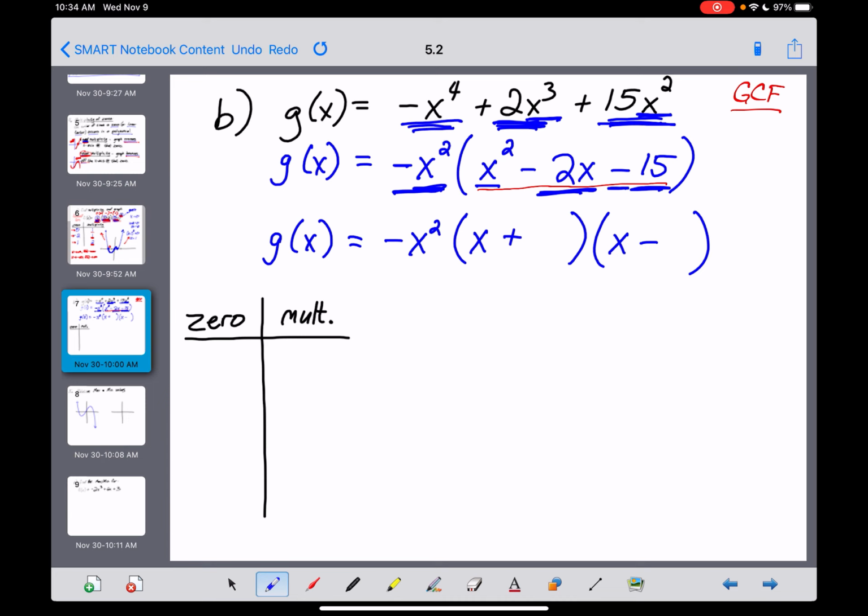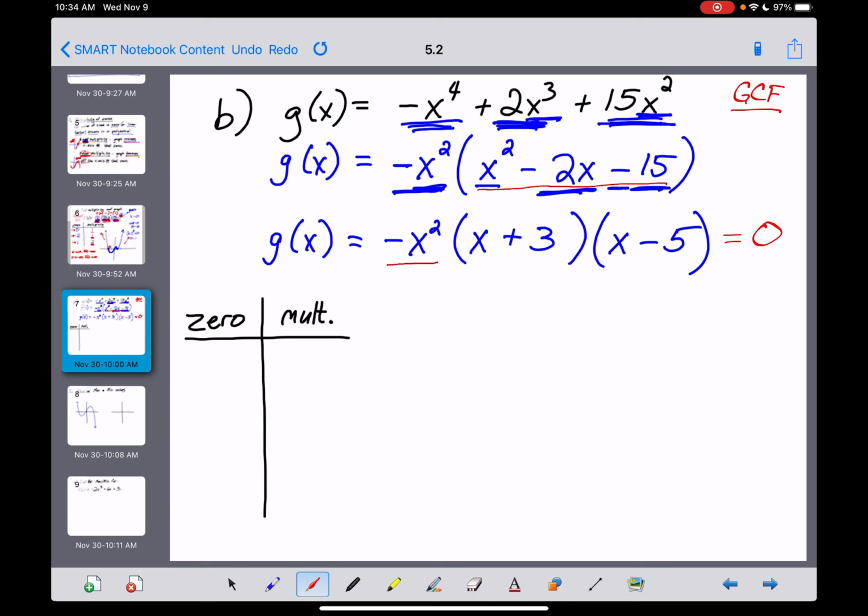Okay, 5 and 3 are what I'm looking for here. It's going to be a minus 5 and a positive 3. So however you get to that spot, great, you're good to go. And now we've got it fully factored. So now you would set that polynomial function equal to 0 and try to come up with your zeros.